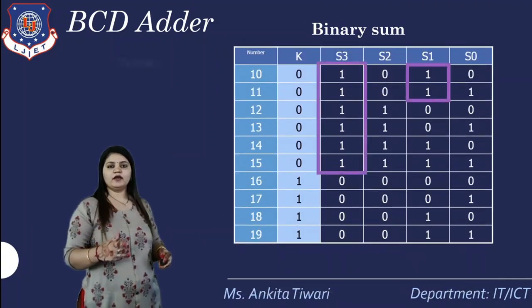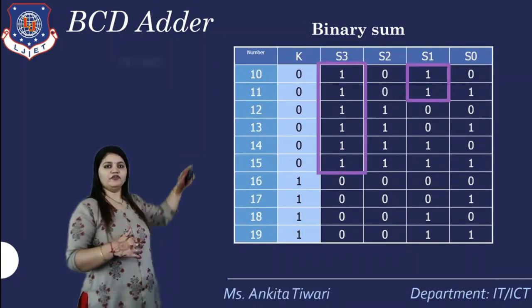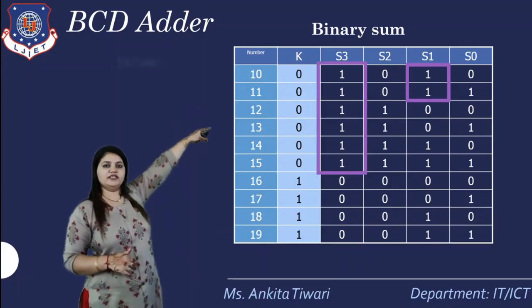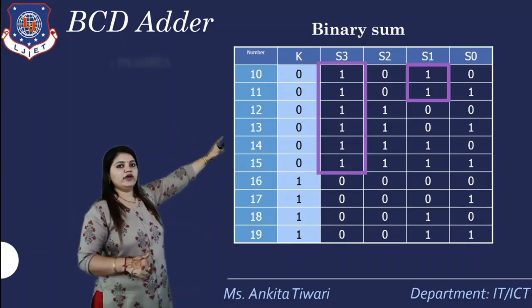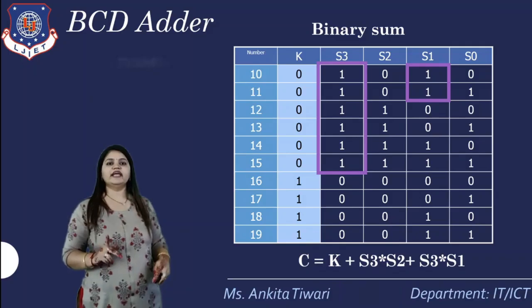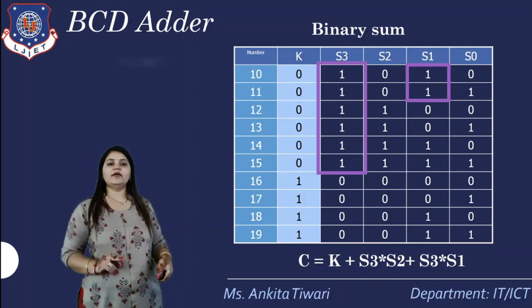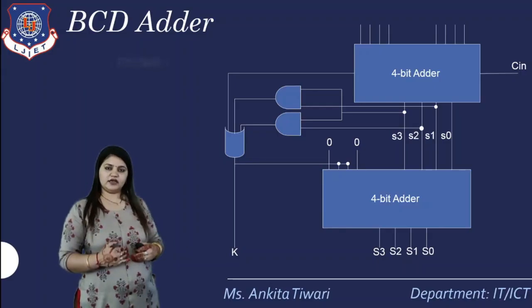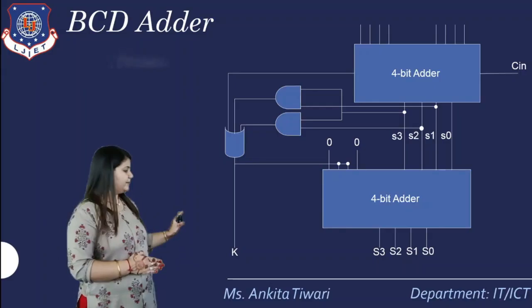The next condition we get is for the last two values, that is 10 and 11. As you can see here, in S3 it is 1 and in S1 it is 1. So both are common for those values. So here we'll get K plus S3 S2 plus S3 S1. Now we'll see this equation with the diagram itself.